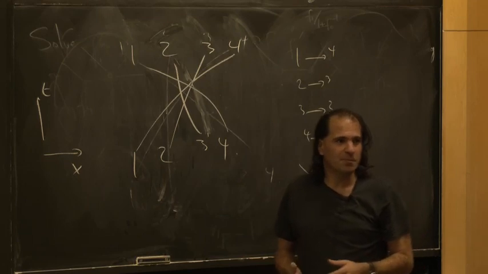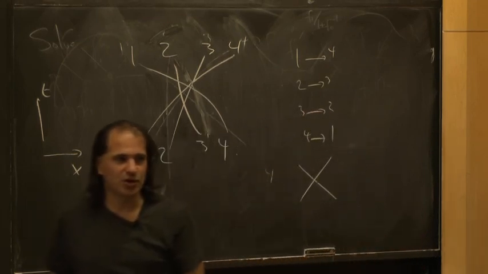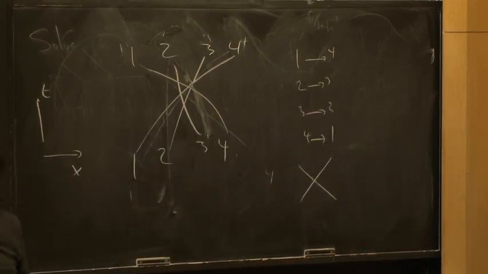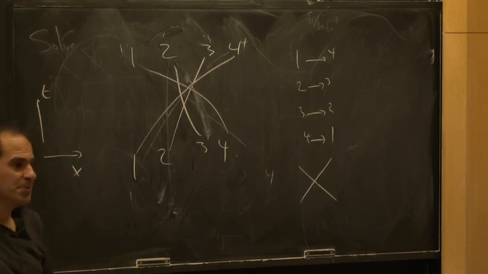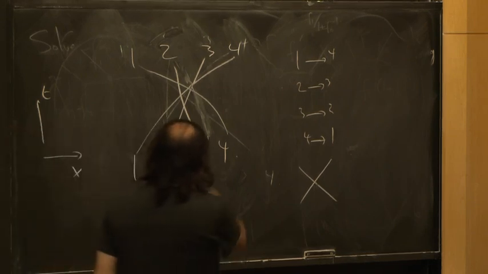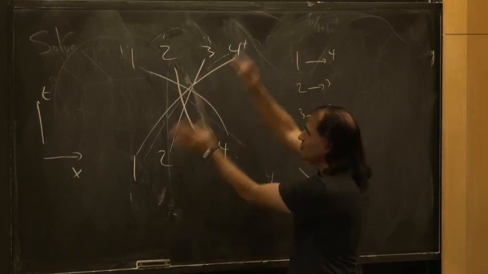Okay, and of course there's many ways of breaking a permutation into a product of adjacent transpositions, and correspondingly there's many ways of drawing this picture. I can move these lines around.